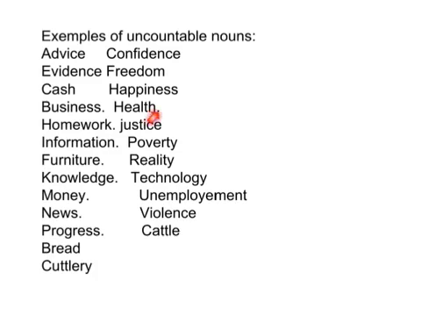An abstract noun like health, we can't touch it, we can't see it, we talk about it. Same with technology, unemployment, violence, confidence. Whereas cattle and furniture are collective nouns that are uncountable. Okay, hopefully this presentation helps you understand the notion of uncountable nouns.